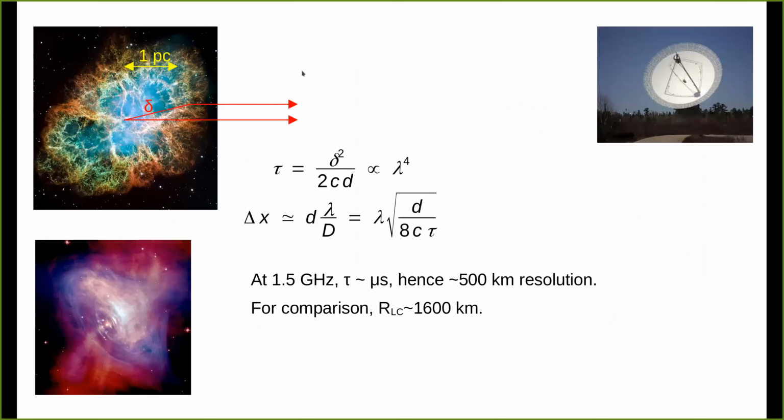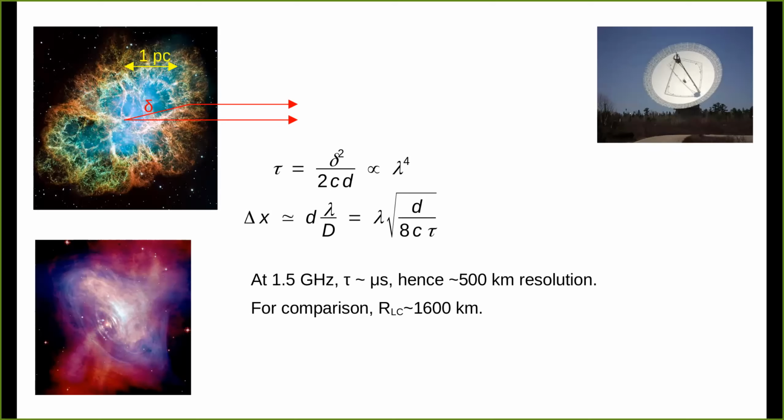I have this particular angle that the light is being bent, and that also means that in the nebula I have effectively some diameter, so treat this as a maximum bending angle. The resolution of my telescope will be lambda over that diameter. If I multiply that with the distance to the neutron star, I get a spatial resolution at the neutron star. If you insert for this diameter 2 times this angle times the distance, you get this equation. Insert then a typical scattering time of about a microsecond at 1.5 gigahertz, and you find about 500 kilometers resolution.